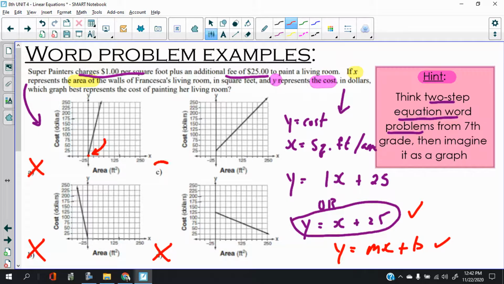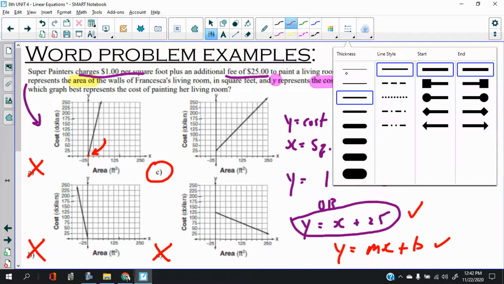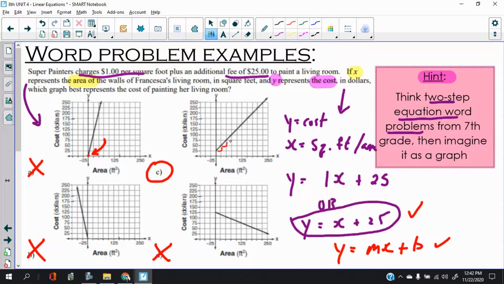That really leaves us only with choice C, right? Where it's a positive slope. Not only that, it's a 1/1, right? Look, let me find the thinnest marker I got. 1 over 1 up, 1 over 1 up, right? It's a positive 1 slope, and it started off at 25. The y-intercept started off at 25, so of course this is our answer. Okay, not too bad, right? Okay, let's try one more.